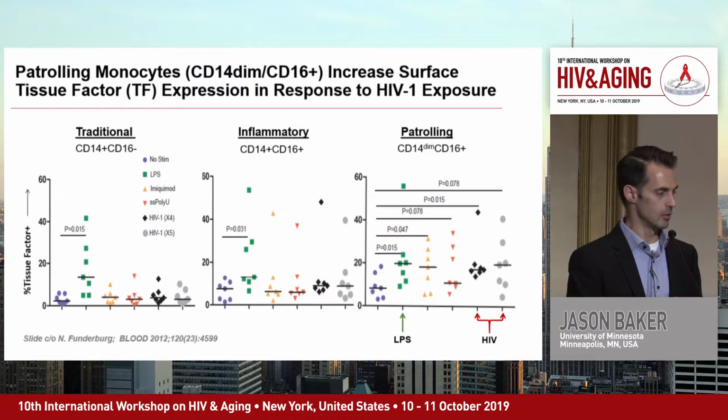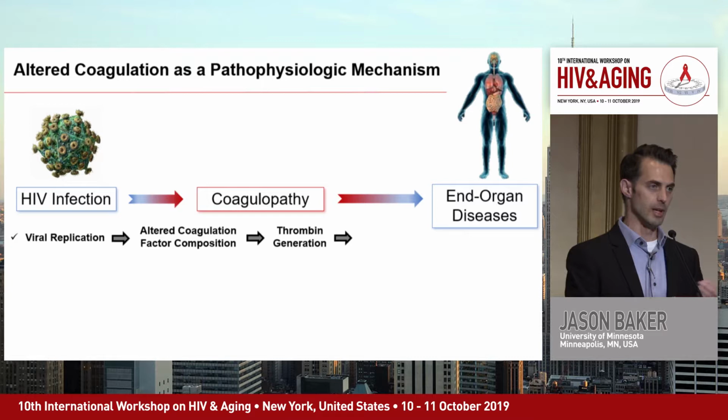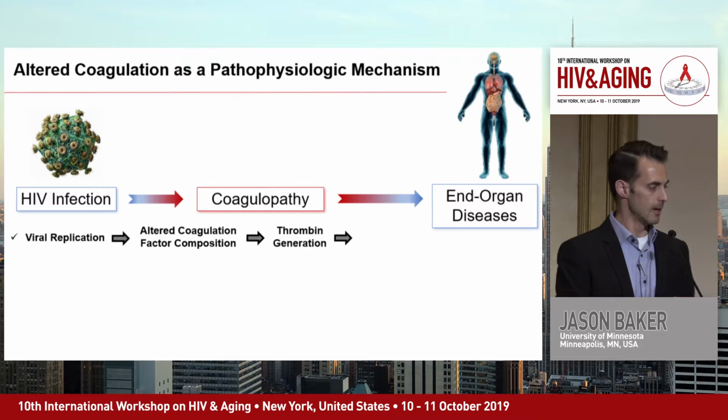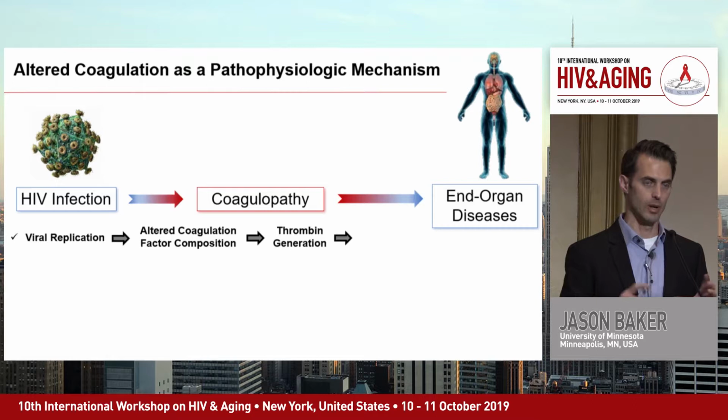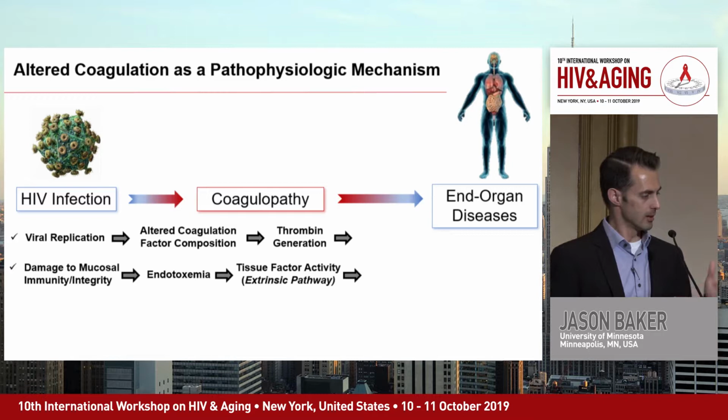What I'm trying to make a case for is that we've identified some mediators with HIV infection exposure that could start to explain the coagulopathy that we're seeing in these patients. One, that viral replication itself alters the composition of coagulation factors in complex ways, some go up, some go down, but the net effect appears to be increased generation of thrombin. And another, the hypothesis of damage to mucosal integrity with a low-level endotoxemia upregulating tissue factor pathways. So that gives us a couple of different mediators along this stage.